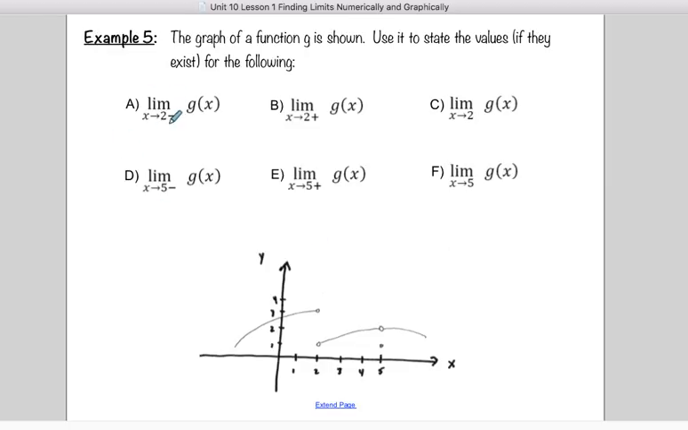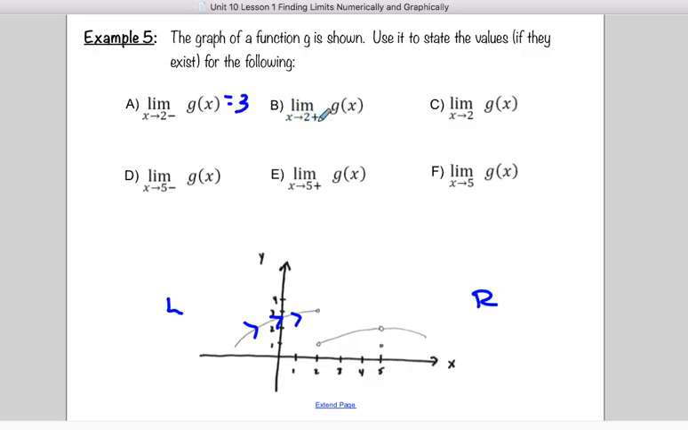Negative... 2 as x approaches 2 from the left. So here's 2. I'm taking from the left side. This is my left hand. This is my right hand. My curve is right here, and I got to 2. So what number does it look like I'm approaching? It looks like I am approaching 3.